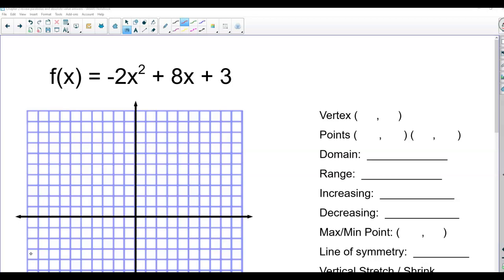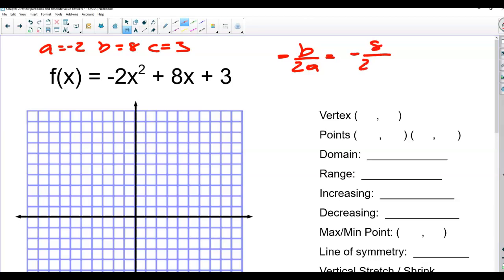So, to get our vertex, which is where we start here, we've got to use -b over 2a. My a is -2, my b is 8, and my c is 3 from the ax squared plus bx plus c basic trinomial formula. So when I plug those numbers in, -8 over 2 times the -2, that gives me a positive, because there's two negatives, 8 over 4. My x coordinate is 2.